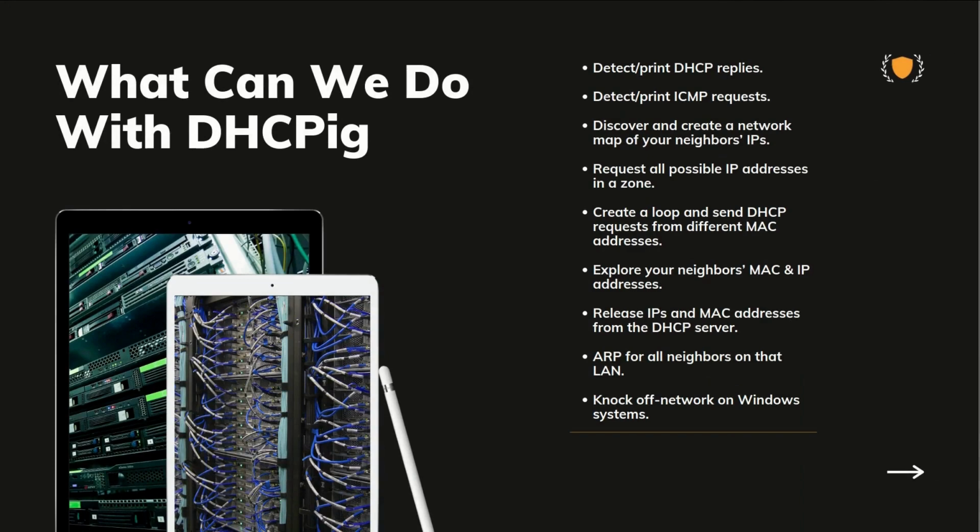We have the uses of the DHCPig tool. What are the applications of the DHCPig tool? It's very simple, it's on the screen. It detects and prints the DHCP replies, and it also detects and prints the ICMP requests. Now, what is ICMP?